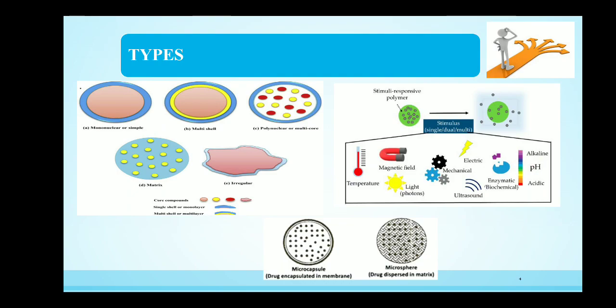As discussed in the previous slide, microcapsules have a different size range. In this figure, you can see various types like mononuclear, simple spherical, multinuclear, spherical, polynuclear or multicore, and spherical or matrix type, and an irregular type depending on the structure. Out of this, mononuclear spherical is a common type of microcapsule widely used in pharmaceutical areas.